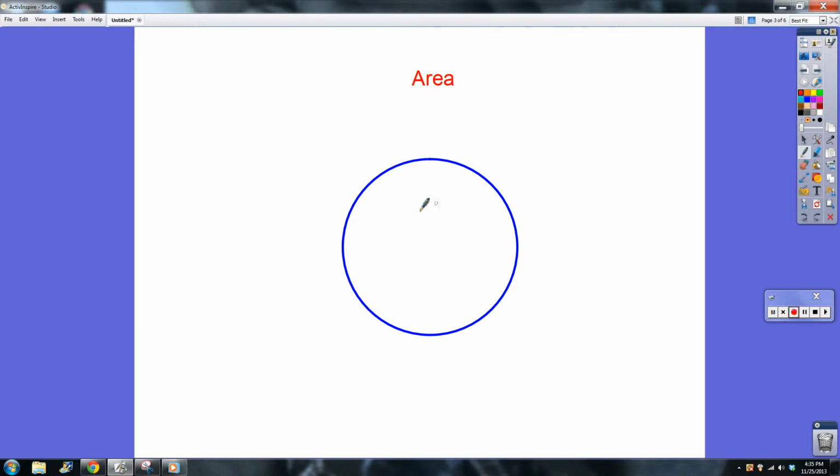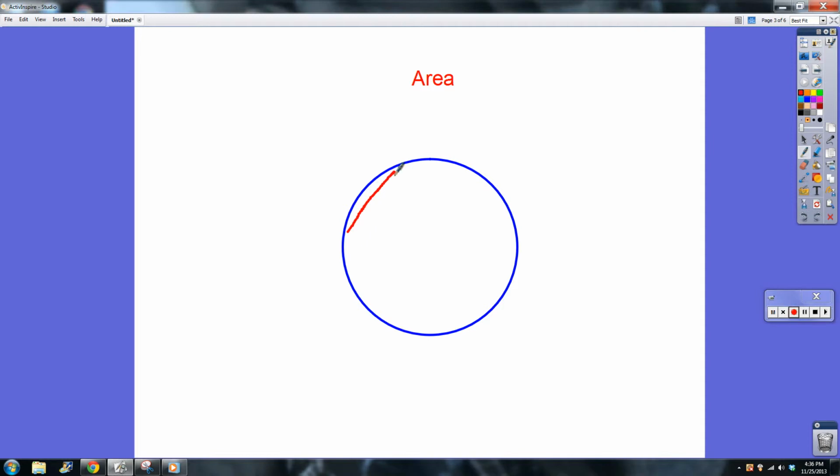Area of a circle. The area represents how much space something takes up. How much space, and I should say a two-dimensional object takes up. So if you think about how big your house is, if you ever heard your parents talk about the square footage of your house, that's the area, or the amount of floor space in your house.